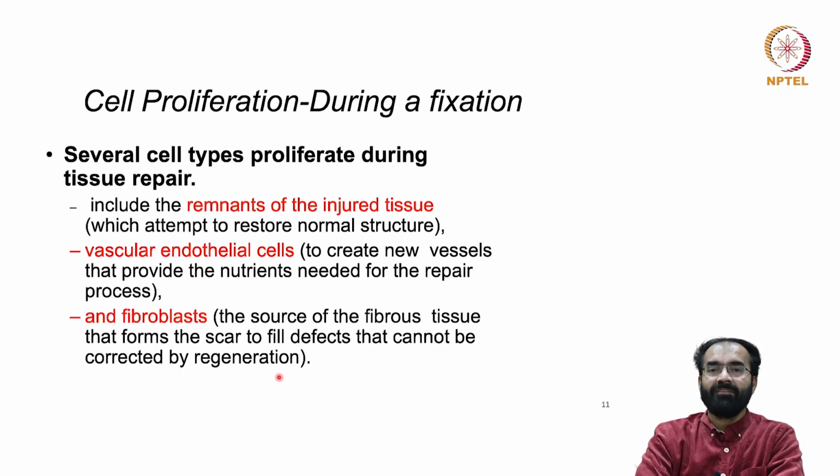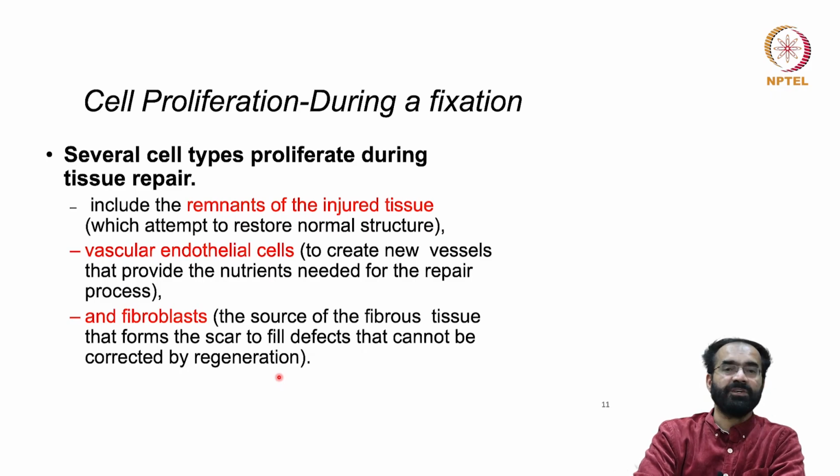Fibroblast, when we call it junk tissue, doesn't mean that it is a useless tissue. However, it does not have a defined organ specific function. So fibroblast deposited in liver will not do liver function. If it is deposited in kidney, it will not do kidney function. Deposited in lung, it will not do lung function. However, it will fill the gap.